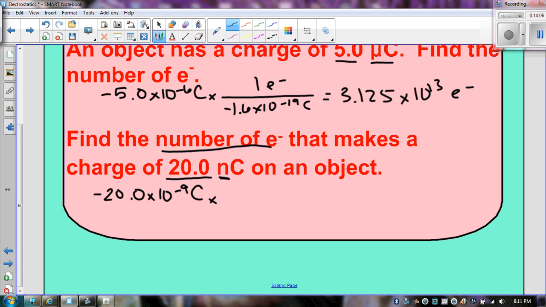And so now we can use my conversion. There is -1.6 times 10 to the -19th coulombs for every 1 electron. And so multiply that out. -20 times 10 to the -9th divided by -1.6 times 10 to the -19th is going to give me my number of electrons, and I get 1.25 times 10 to the 11th electrons.